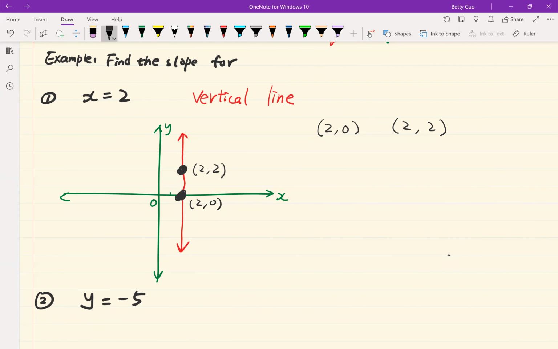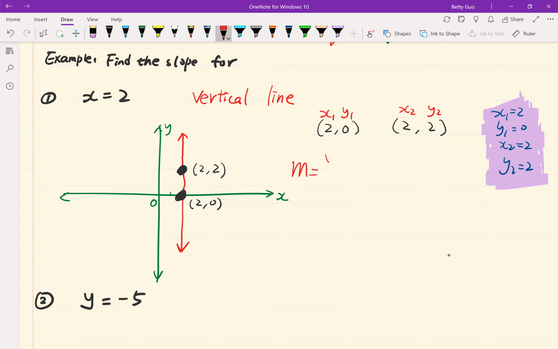So we are going to apply the 3-step procedure again here. Step 1, label the 2 points as x1, y1 and x2, y2. So we have x1 is 2, y1 is 0, x2 is 2, y2 is 2. I always have this part, the values for the 4 variables. Step 2, we are going to copy the formula. Slope equals y sub 2 minus y sub 1 all over x sub 2 minus x sub 1. Step 3, plug in.